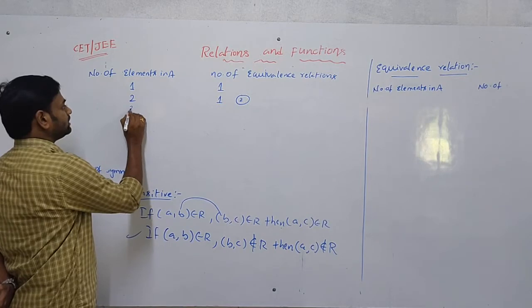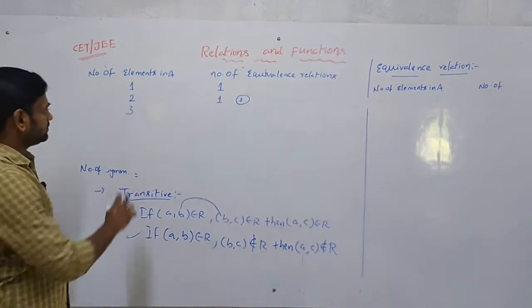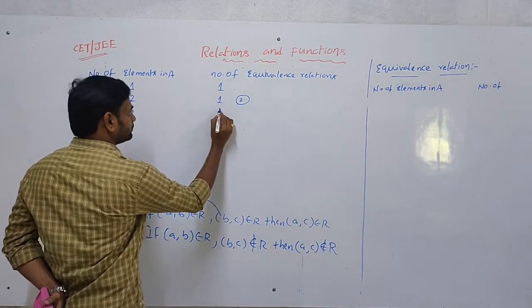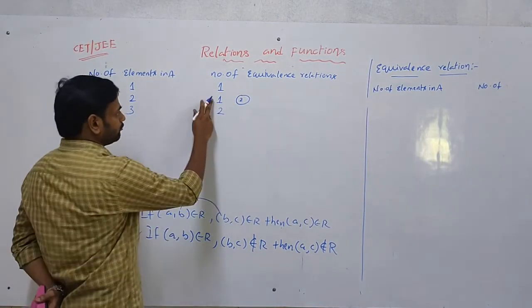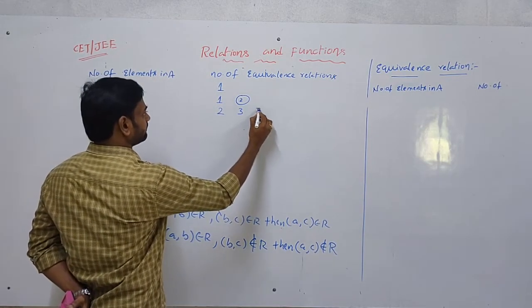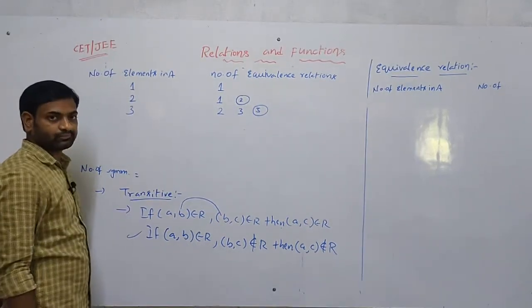Next, in the set A, if we have three elements, what is the last one? It is 2. Write down 2 here. 1 plus 2 is 3. 2 plus 3 is 5. The number of equivalence relations is 5.